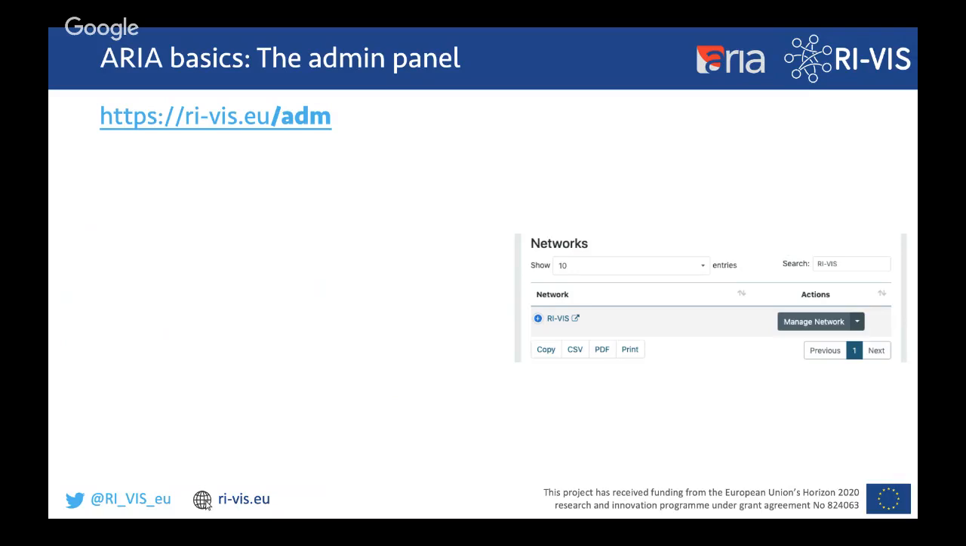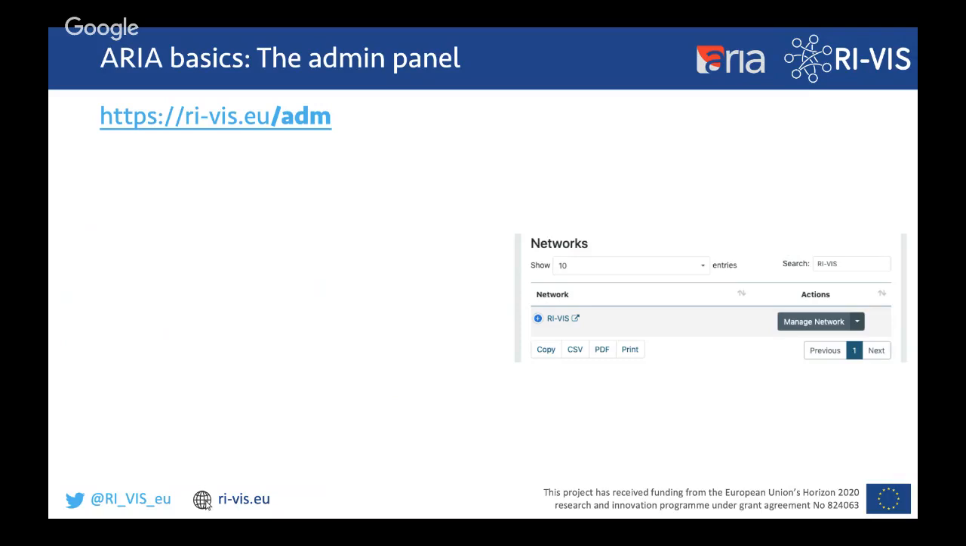In the table, you can filter the list of objects, which are all objects you have the permission to edit, by searching. For example, we've searched for RI-VIS here, and we've got one result, which is the RI-VIS network. In the ARIA configuration tables, in the right-hand column, we've got a column called Actions, and this is where we group together all of the actions that we would be able to do to that particular object.